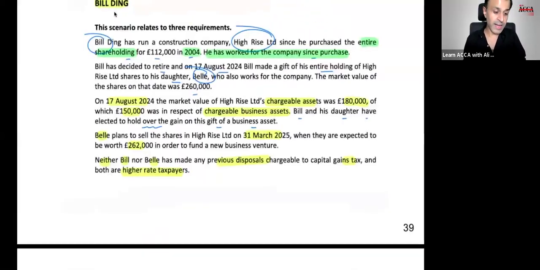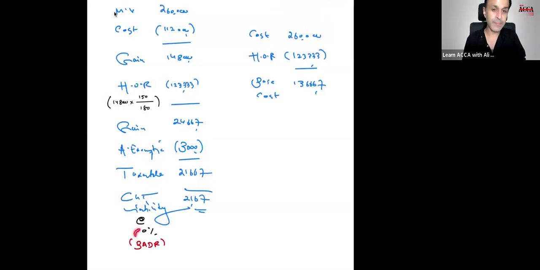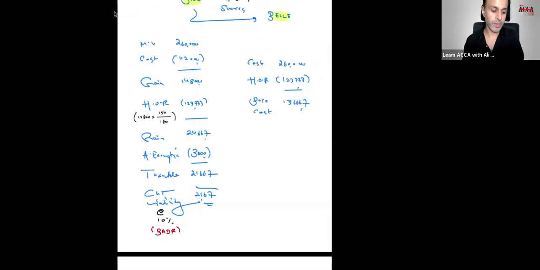Otherwise, this person is a higher rate taxpayer, and I would have definitely applied 20%. But because we have applied BADR, why? Because the person has been working for the company, owns the shares by more than 5%, and has ownership of more than 2 years. So the gains that we are left with become eligible for BADR, which means we tax those gains at the rate of 10%, which I did.